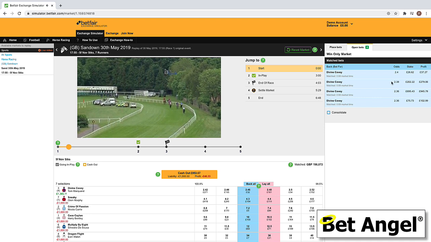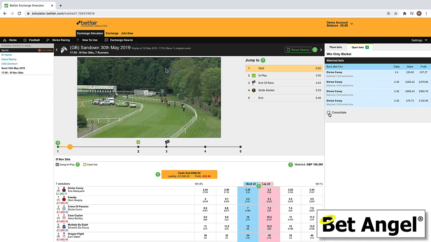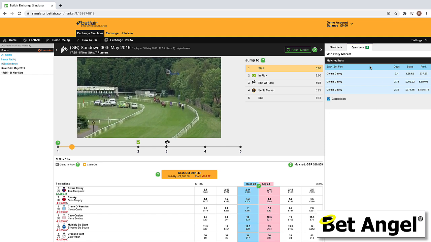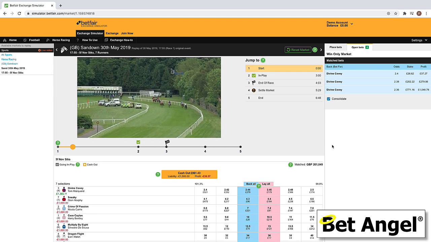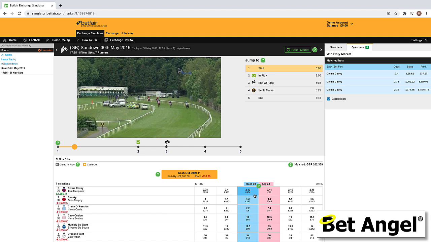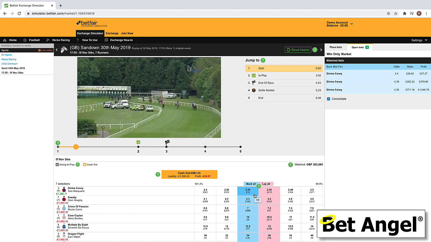You can see my £1,000 order has been matched here. If I press consolidate, then that will consolidate the bets at a certain number of odds. So you can see we've got £1,000 matched in the market. At the moment, we're slightly underwater on that particular position.